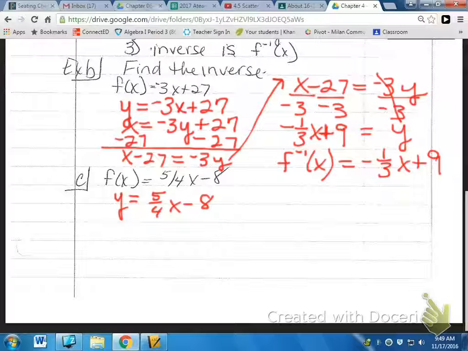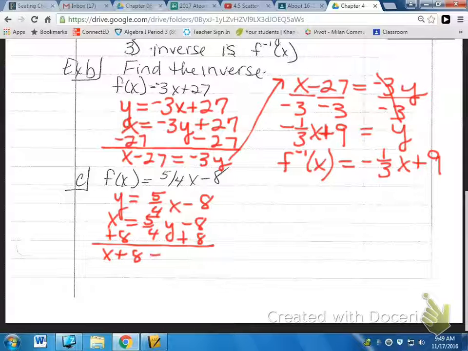And now you have to switch your x and y around. So x equals 5/4 y minus 8. Add 8. X plus 8 equals 5/4 y.